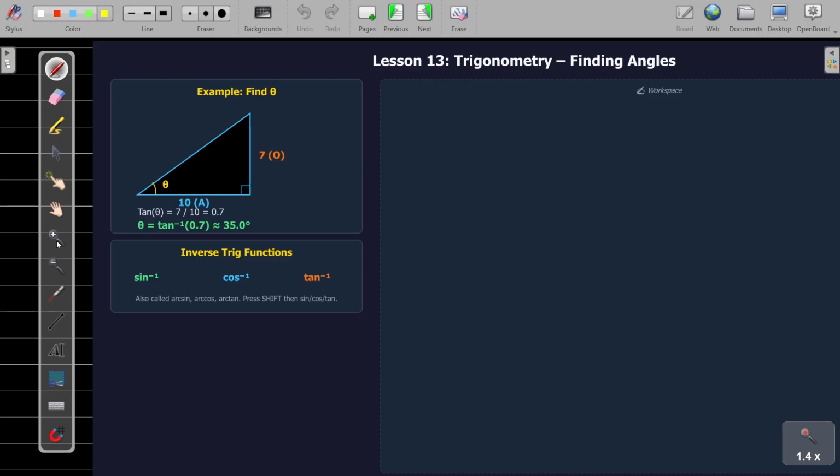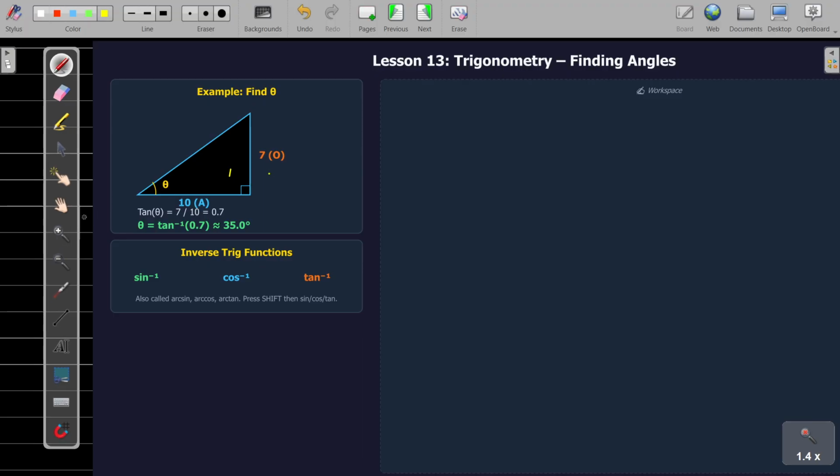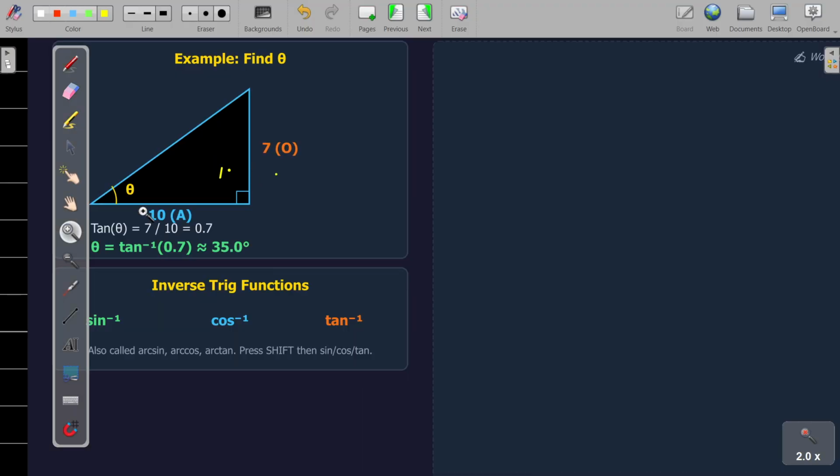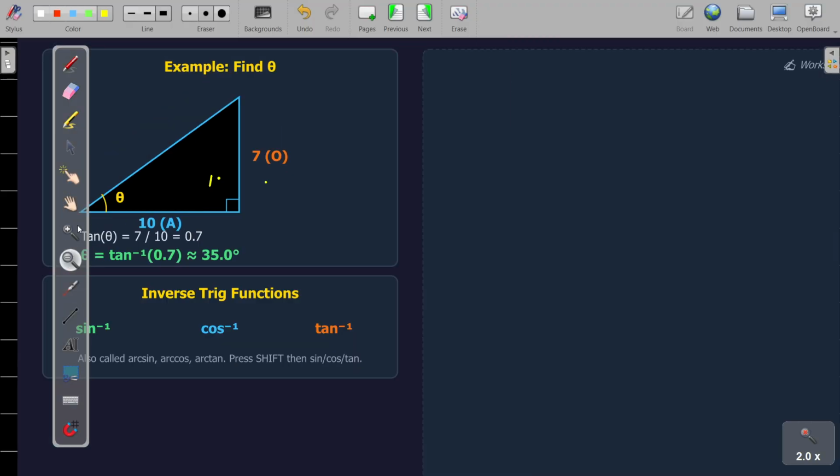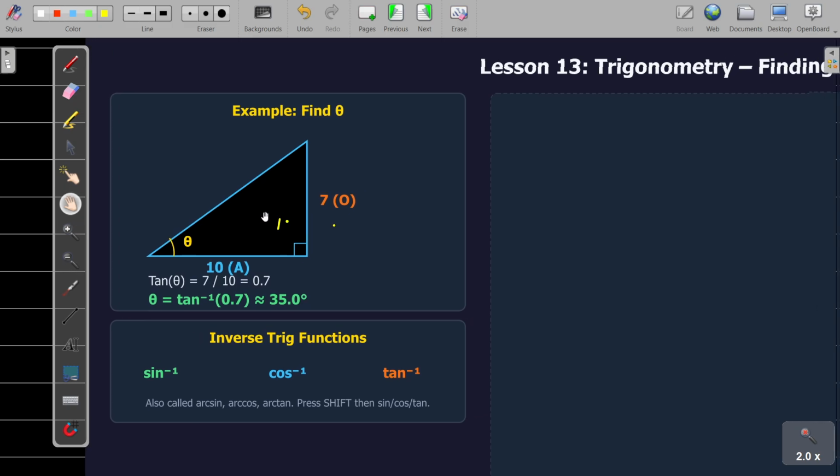So this is going to be our triangle, as you can see right here. There should be a zoom. That's it. Okay. And so we want to find angle theta. Our vertical side is 7. The horizontal base, which is our adjacent one, is going to be 10.